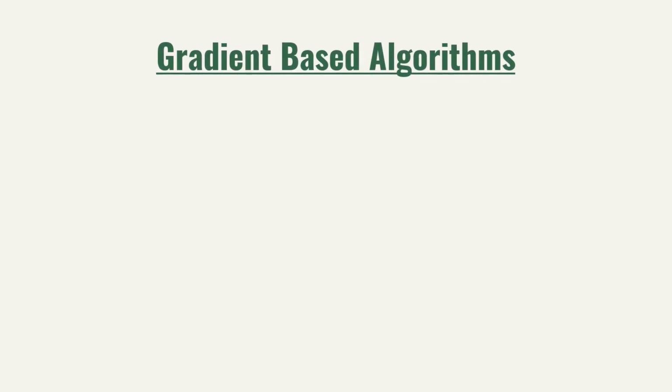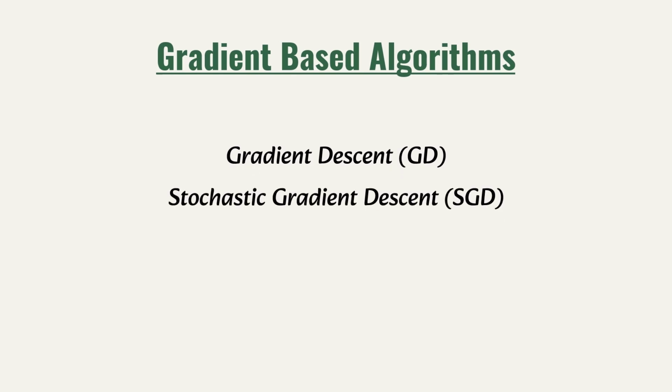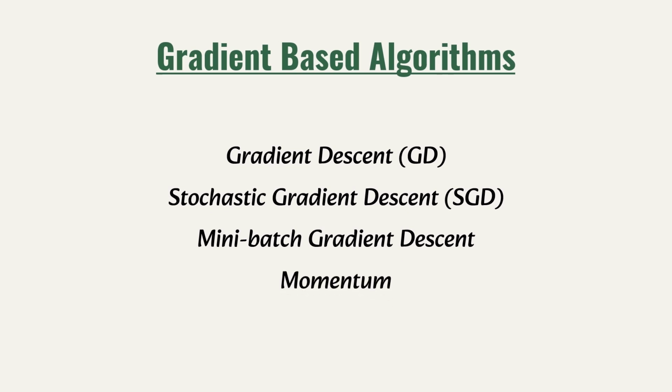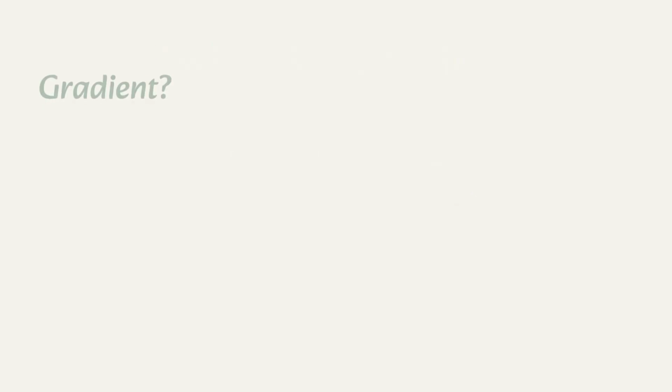Some of the most popular gradient-based algorithms are here. Gradient descent, stochastic gradient descent, mini-batch gradient descent, and momentum. But in this session, we are focusing on gradient descent. What is a gradient? Gradient is a measure of how steep a slope or a line is.